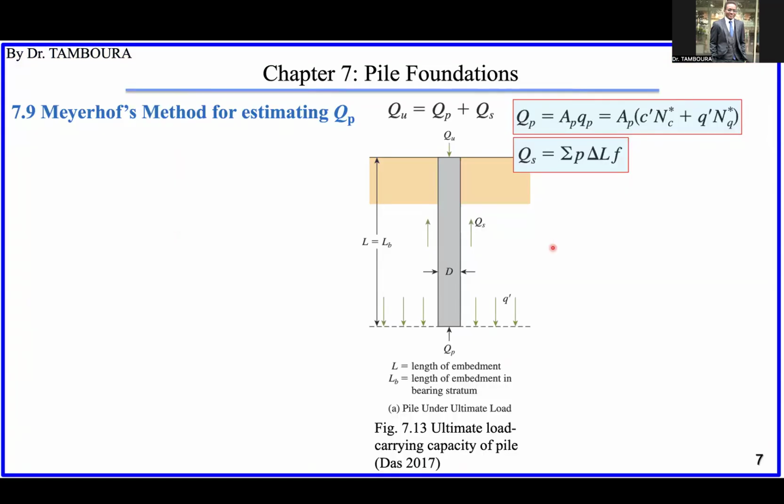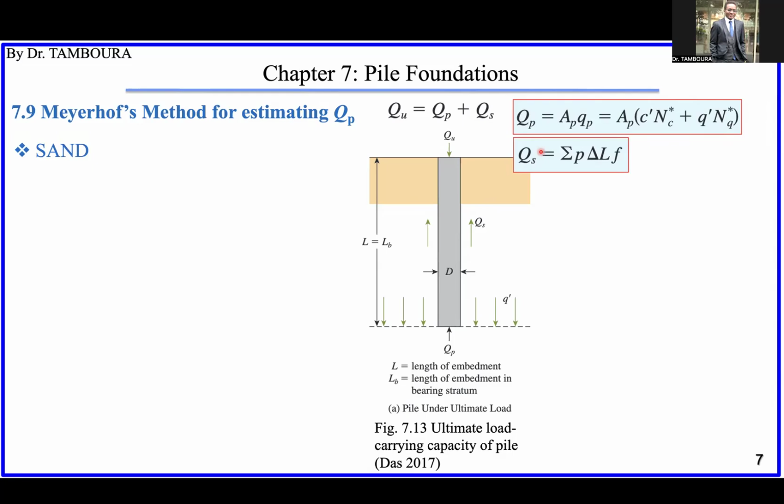Previously, we have already discussed this general equation, this general formula. This is the equation we learned for the pile tip, the end bearing capacity, and this one is for the shaft capacity. So there is a method developed by Meyerhof for estimation of the end bearing capacity in sand and in clay. Only the end bearing capacity; the shaft capacity will come later. This is the beginning of a series of methods.